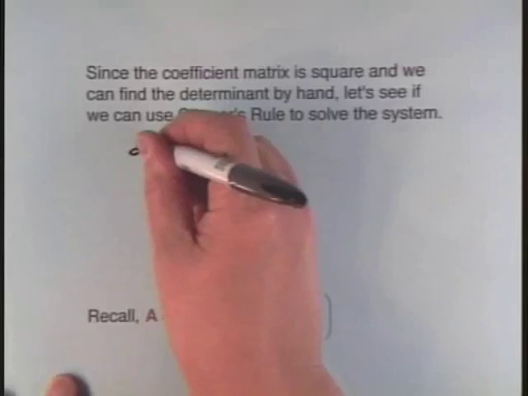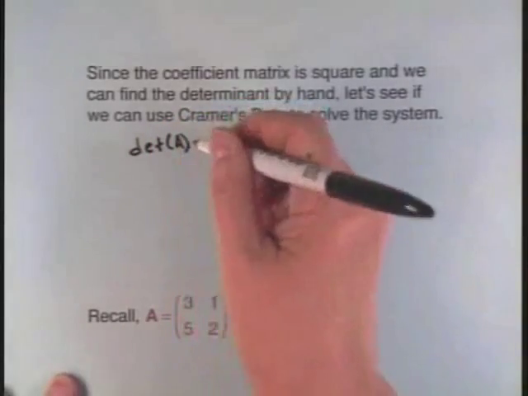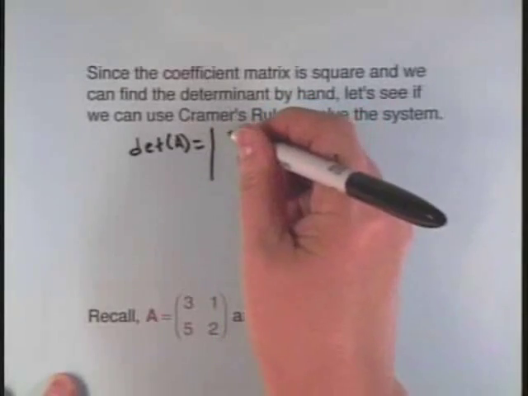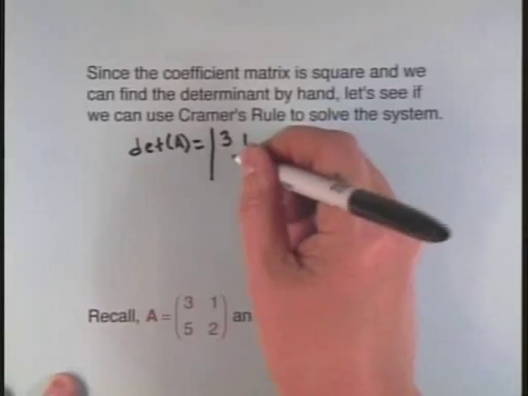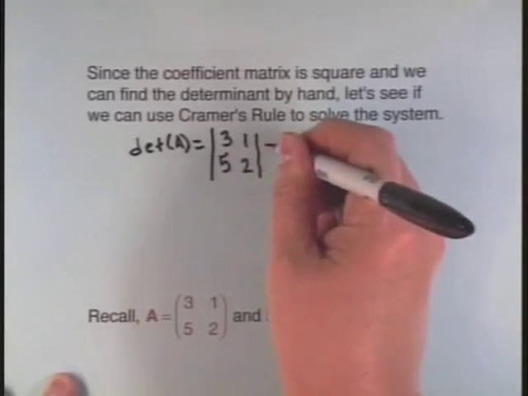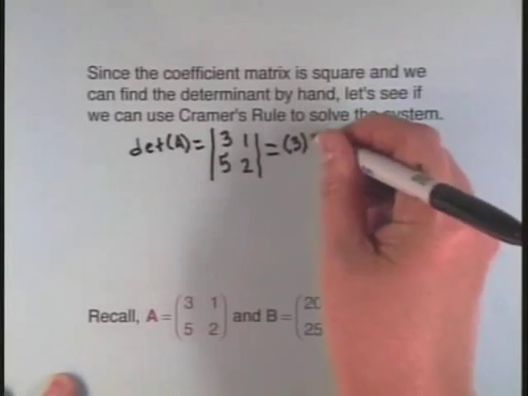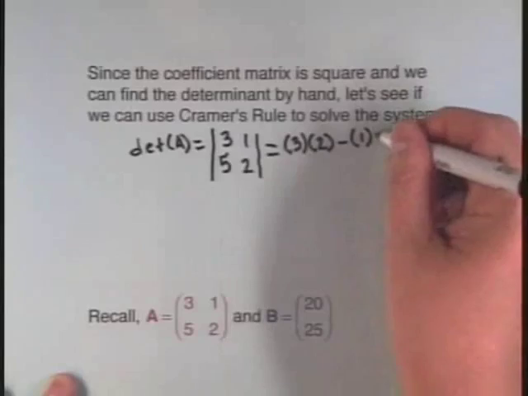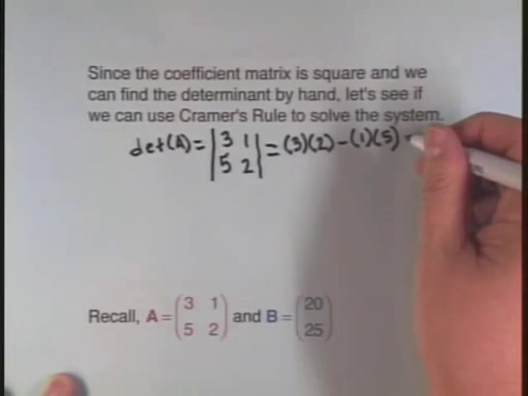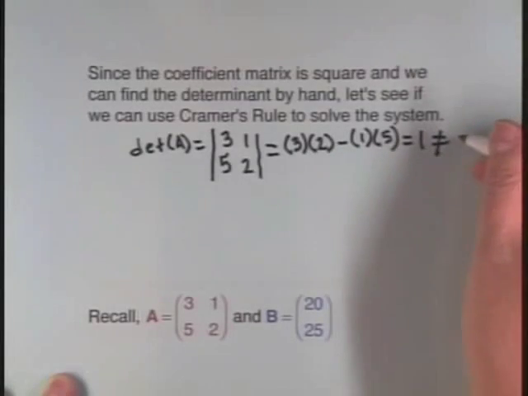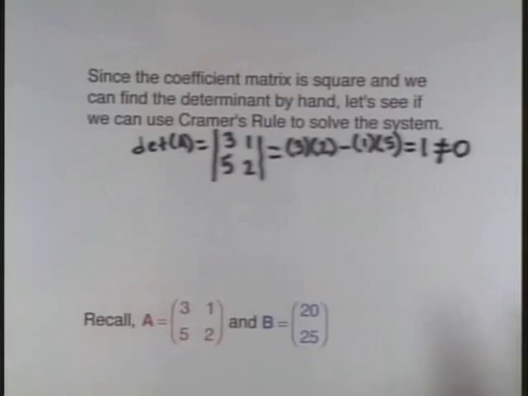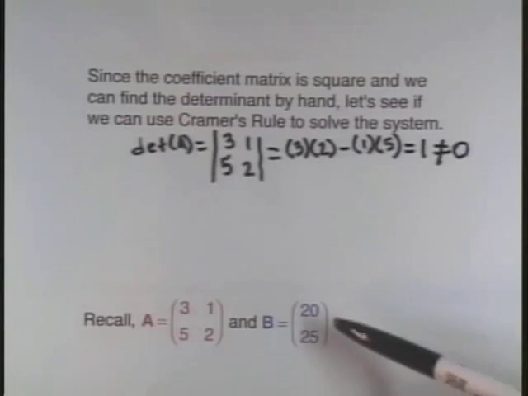So we do determinant of A, which is the determinant using our vertical bars of the 2 by 2 matrix with entries 3, 1 in row 1, 5, 2 in row 2. So our determinant is 3 times 2 minus 1 times 5, which is 6 minus 5 gives us 1, which is not equal to 0. Since the determinant of A is not 0, we can use Cramer's rule to solve the system. So for Cramer's rule, we need to remember that A is the 2 by 2 matrix with entries 3, 1 in row 1, 5, 2 in row 2, and B is the column matrix consisting of entries 20 and 25.